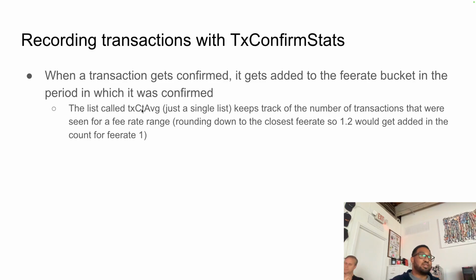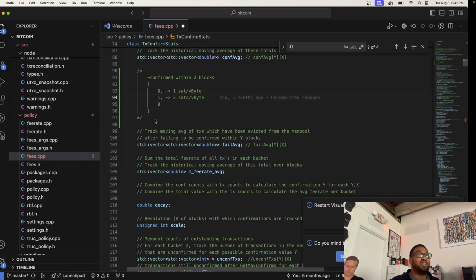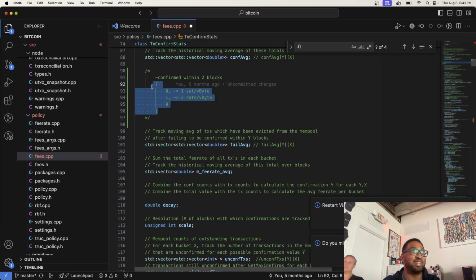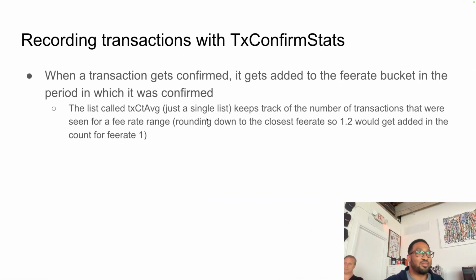And we also have something, there's a third list. We have 3 lists here that kind of look like this. It's a list of histograms is the transaction confirmed stats, but we also have one for fail stats. But we have this other list called transaction count average. And this is just a single list, and it keeps track of the number of transactions that we're seeing for a fee rate range. And I said, yeah, if you got like a fee rate of 1.2 for a transaction, you would increment this bucket of 1.